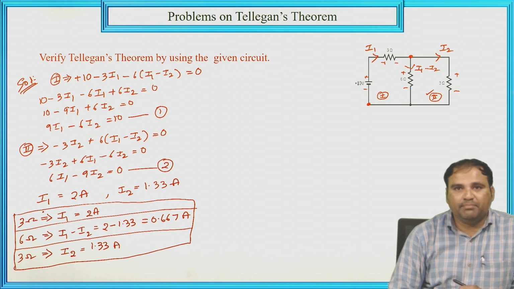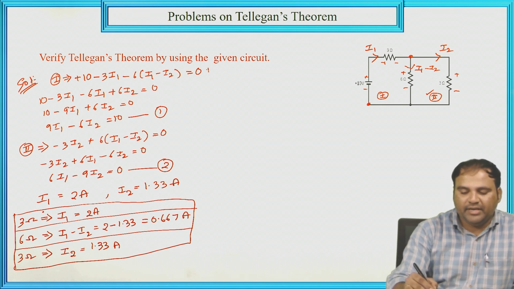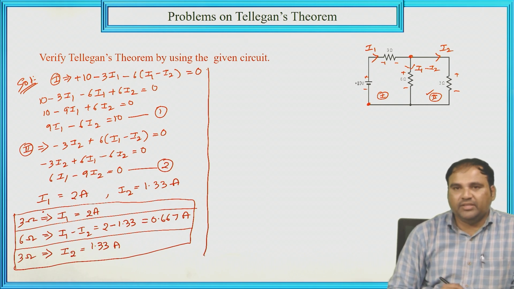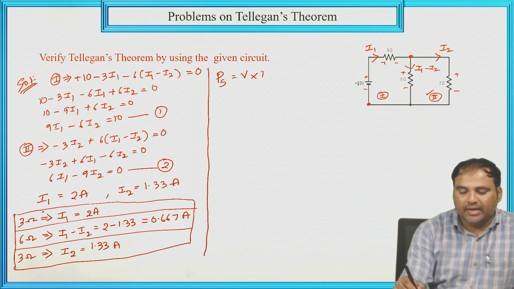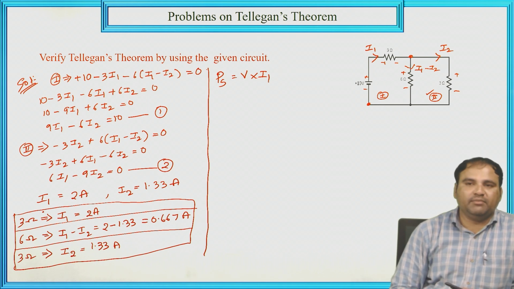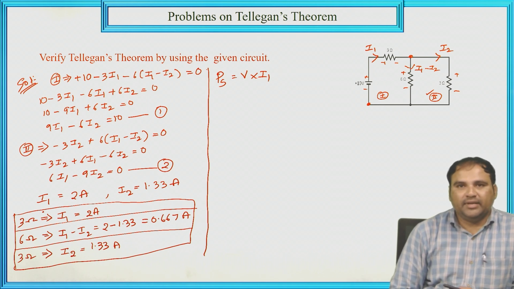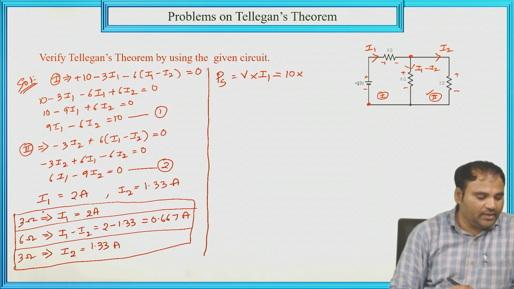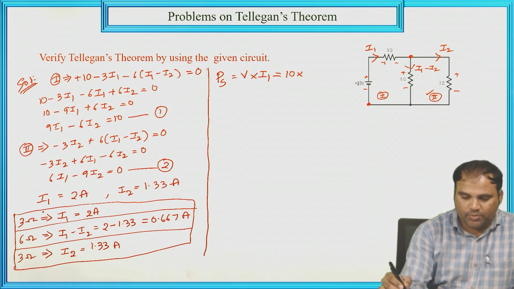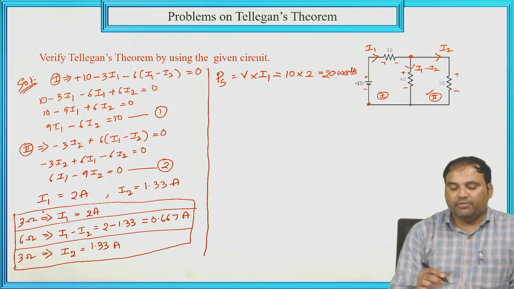Now we have to find out the power. So how can we find out the power here? First we have to find out the power from the source. So already we know the power equation. Power is nothing but the product of voltage and current. So here the power from the source is equal to V into I1, that is 10 into I1. I1 is 2, so that is equal to 20 watts. So that is the power from the source.